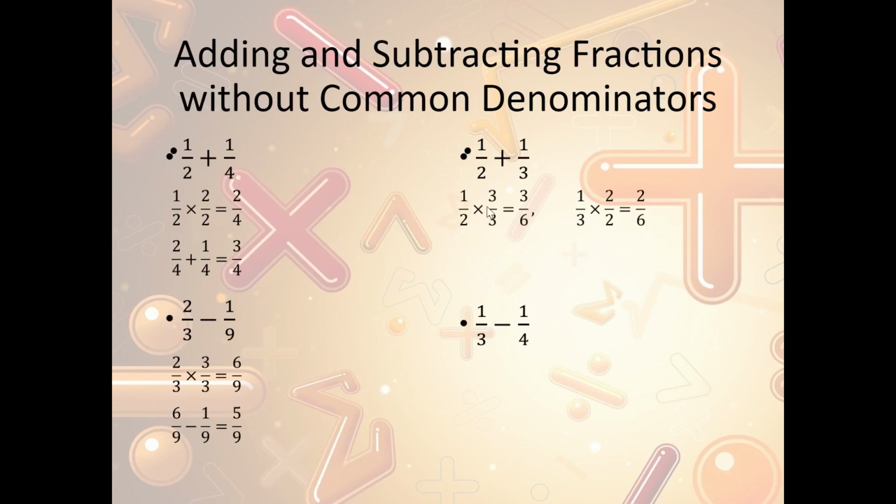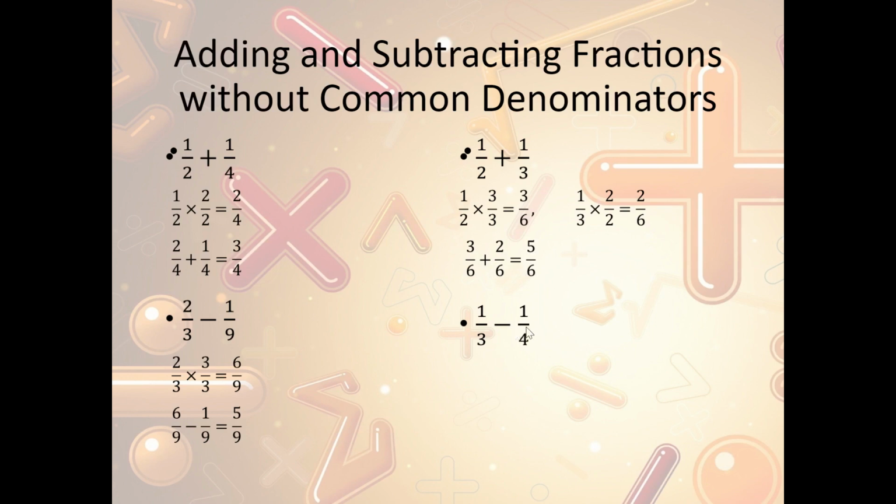So I multiply 1/2 times 3 over 3, which is 3 over 6. And I multiply 1 over 3 times 2 over 2, which is 2 over 6. Now I can go ahead and add those together. So I have 3 over 6 plus 2 over 6. So I'm going to add the numerators. 3 plus 2 is 5. And the denominator stays the same, so it stays as 6.